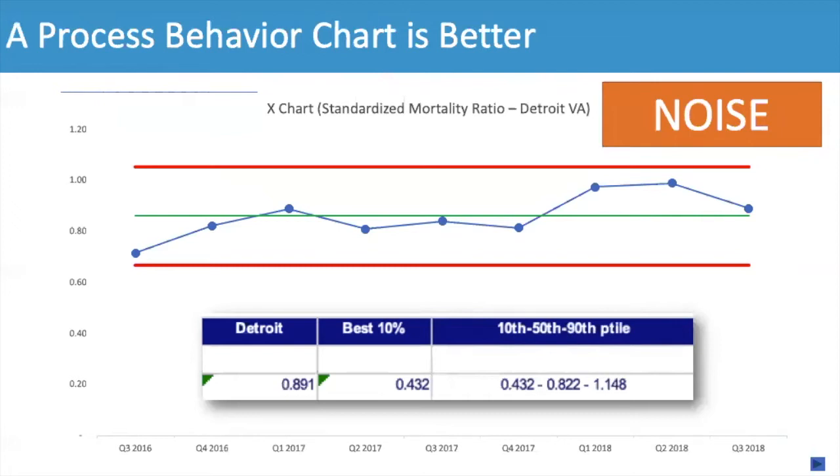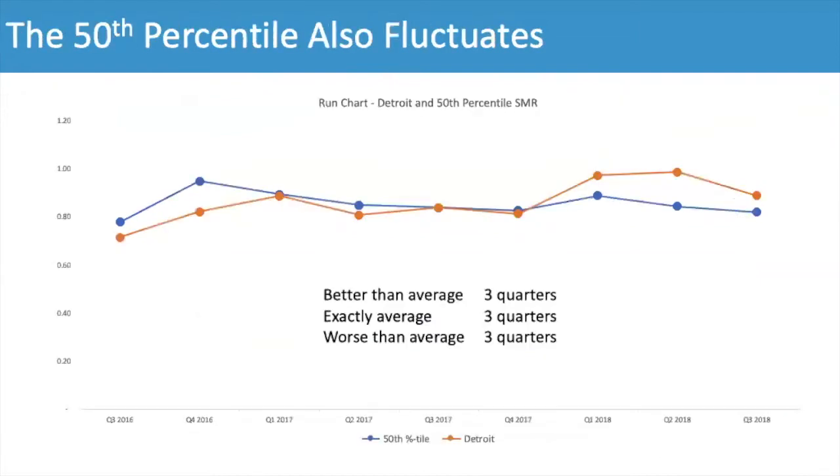So remember that spreadsheet is just a snapshot in time. So we want to look at how Detroit's doing against the 50th percentile, if we care about that. I think it's interesting to see that. So we've got the Detroit performance in orange. The 50th percentile nationally is in blue.